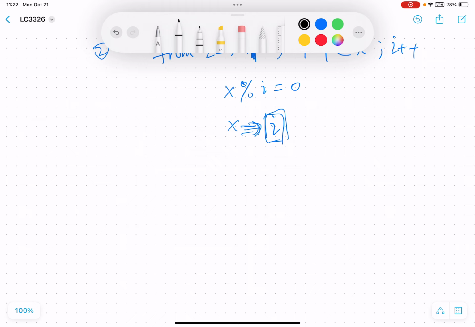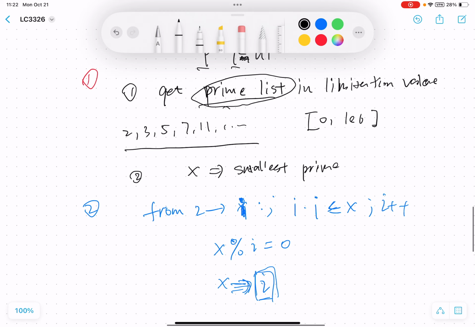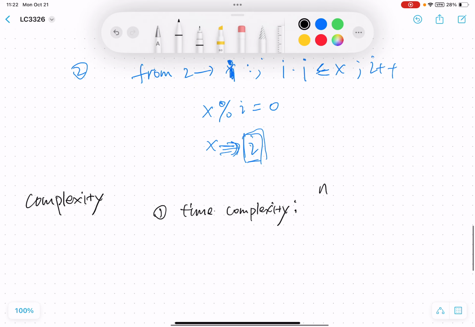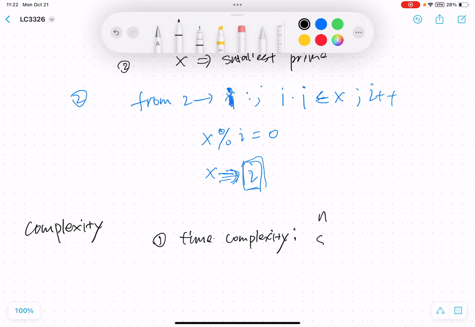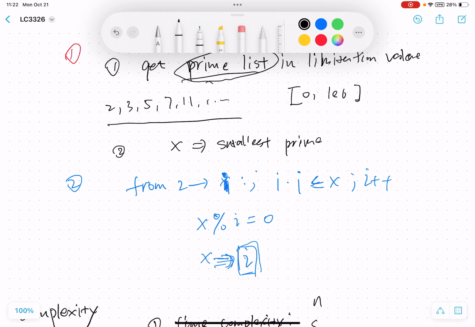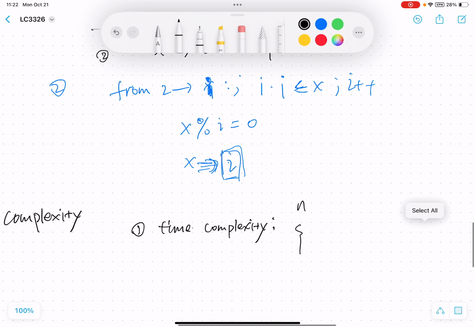So the last part is complexity. First of all, the time complexity. There are two parts, and there will always be n, because you need to check every element in this array. Second, there are two ways to process every value.